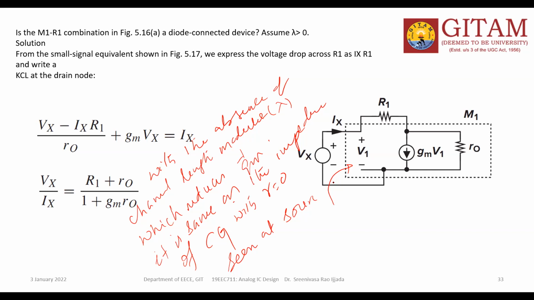Whenever VGS is 0, I think your device is sleeping. When VGS is equal to something, your device is in triode mode. When VDS minus VDSAT is greater than 0, then it is in saturation mode. So large variation of the signal means the voltage variations are very large. Clear? So this is the small signal analysis.